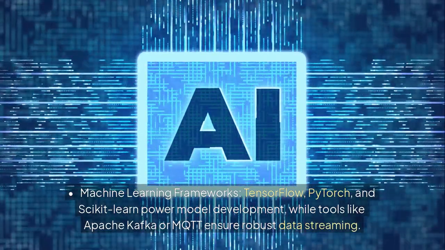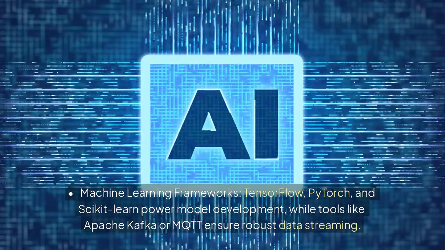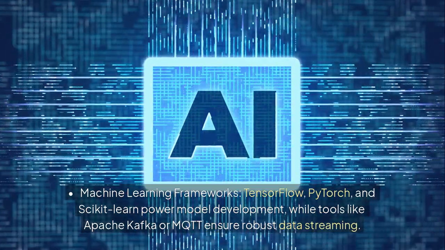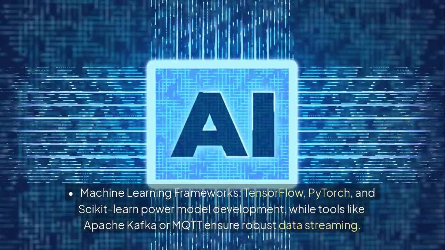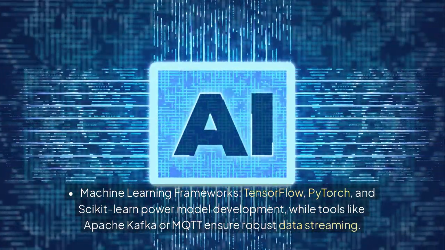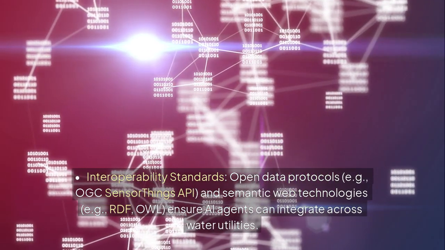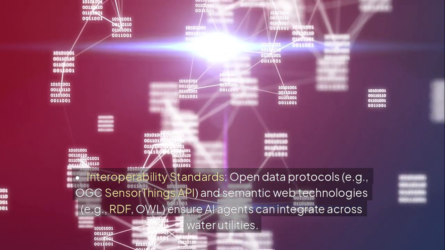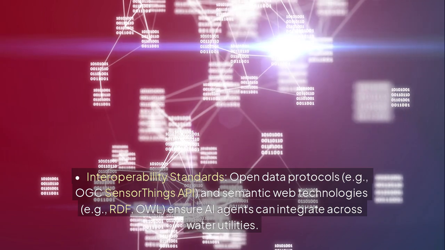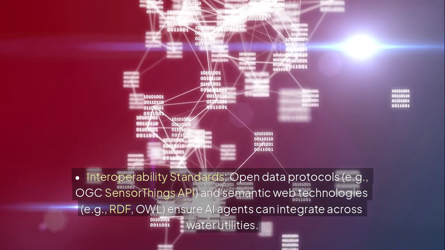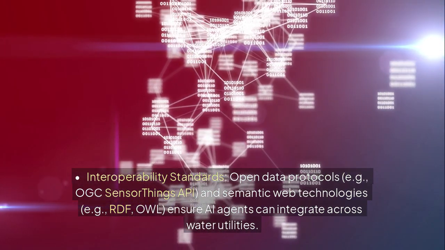Machine learning frameworks, TensorFlow, PyTorch, and scikit-learn power model development, while tools like Apache Kafka or MQTT ensure robust data streaming. Interoperability standards, open data protocols, e.g., OGC SensorThings API, and semantic web technologies, e.g., RDF, OWL, ensure AI agents can integrate across water utilities.